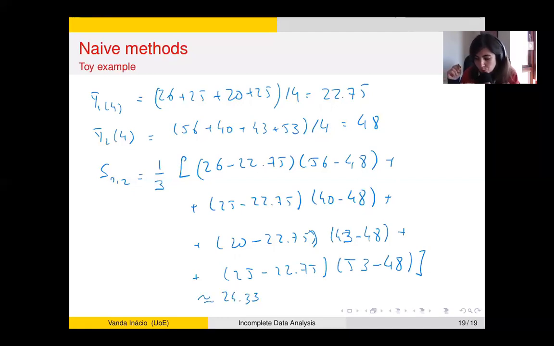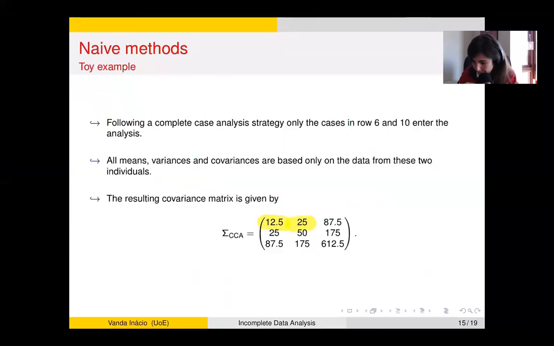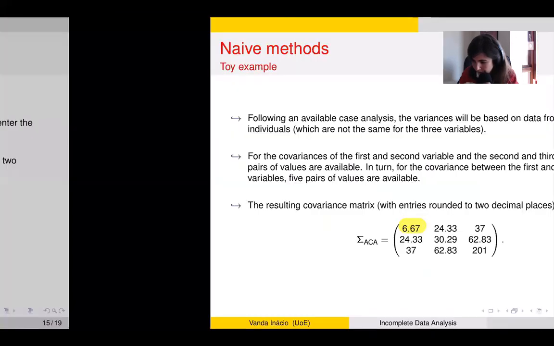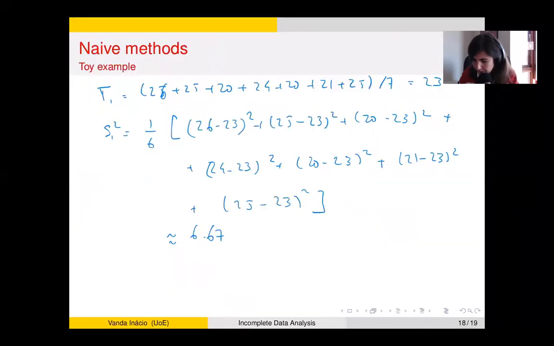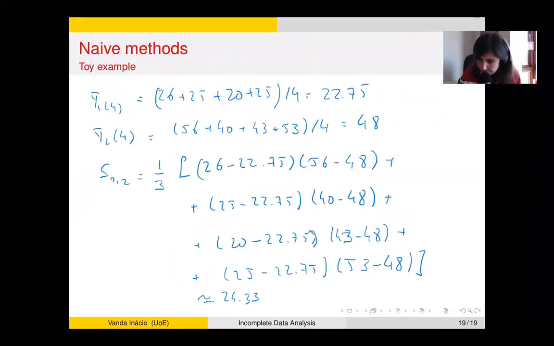Rounded to 2 decimal places, we obtain 24.33, and I hope that I have not messed up in the calculations. Sorry, here the result is correct, but I've just checked that here it's 20. The final result is okay because I've just put it wrong here, and so here it's also 20.